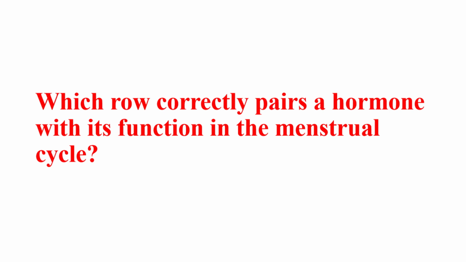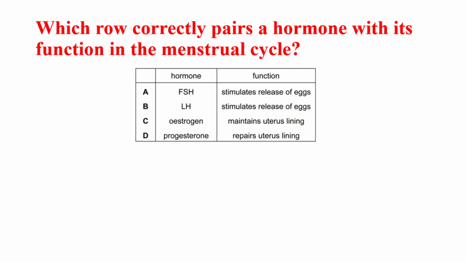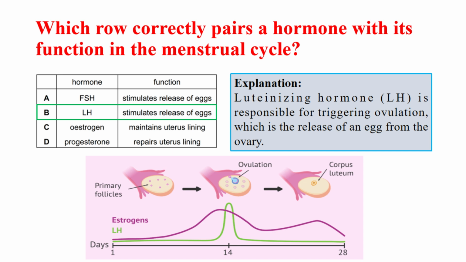The first question is about hormones and their roles in the menstrual cycle. The question asks which row correctly pairs a hormone with its function in the menstrual cycle. Is it A. FSH stimulates the release of eggs. B. LH stimulates the release of eggs. C. Estrogen maintains the uterus lining. D. Progesterone repairs the uterus lining. And the correct answer is B. LH stimulates the release of eggs.